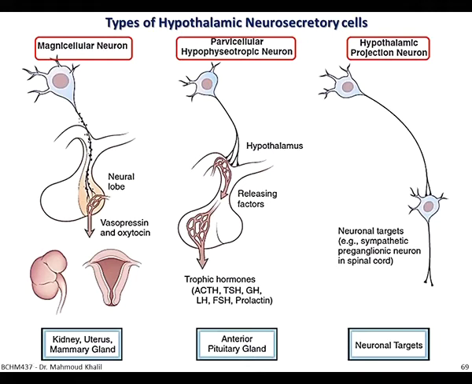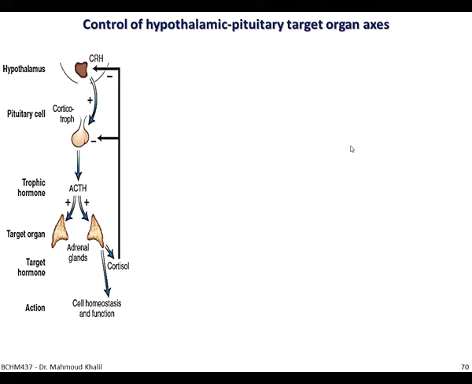So this slide shows the different types of neurosecretory neurons inside the hypothalamus, and how there is a control of the hypothalamic-pituitary-target organ axis. Basically, this slide will summarize the types of hormones we will discuss in the next lectures.